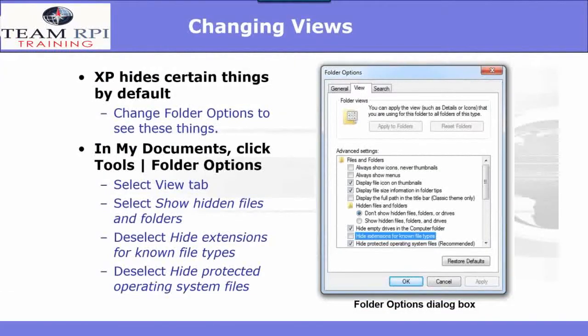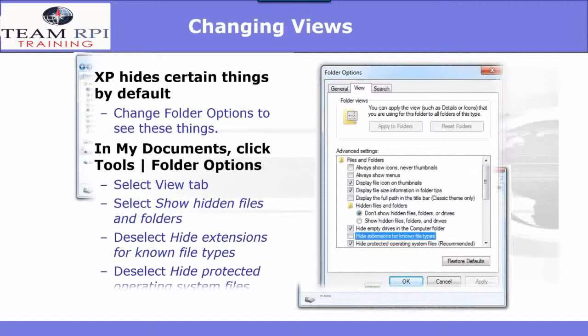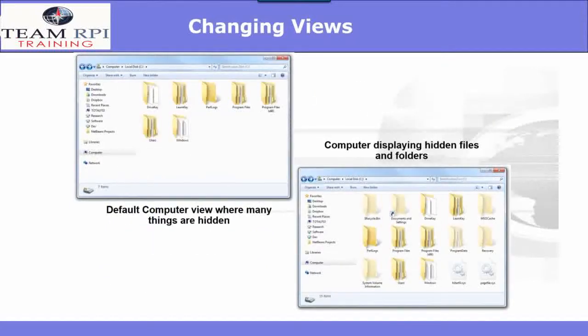Windows XP hides certain things by default. In My Documents, click Tools, and then Folder Options, and you can select the View tab, Show Hidden Files and Folders, deselect Hide Extensions, or deselect Hide Protected Operating System Files. Here you see the difference between hiding folders and files or displaying folders and files.